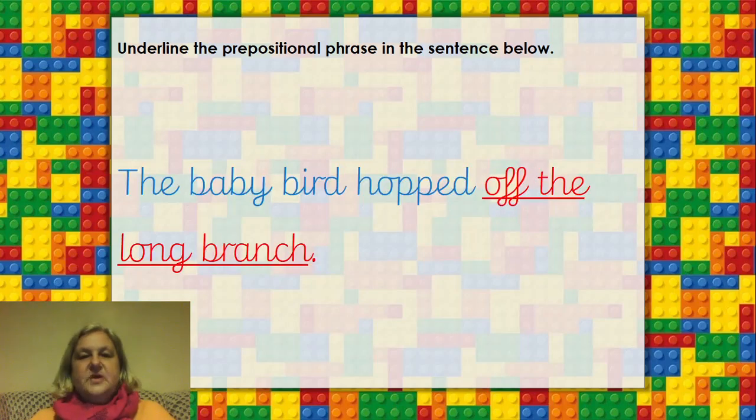So we've got off the long branch. The preposition is off because that's the place of it, and that relates to the long branch. The baby bird, although that's another thing, okay, the off of it doesn't relate to the bird. If the long branch was off the baby bird, then it would be the other way round. So the prepositional phrase has got to be nearest to the phrase that includes the thing that it directly relates to.